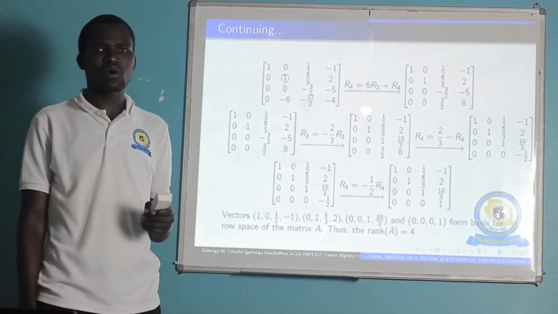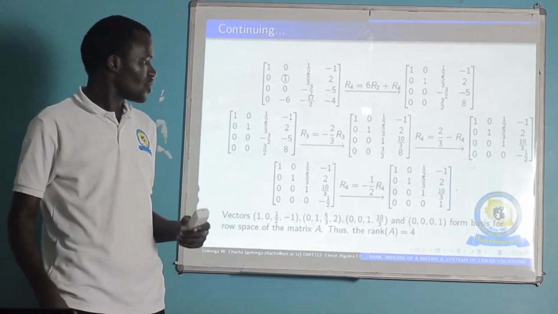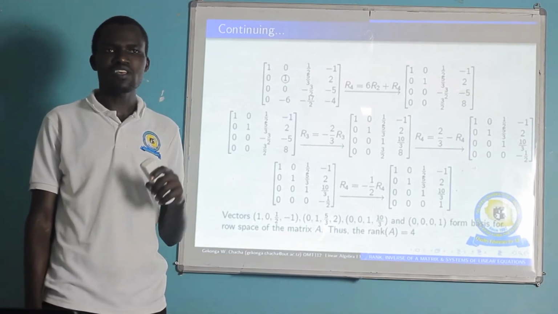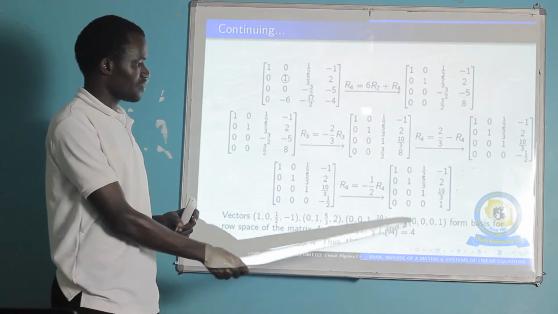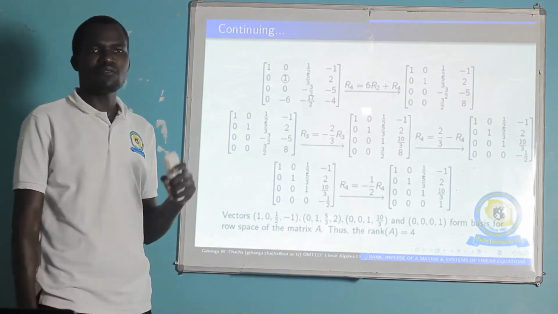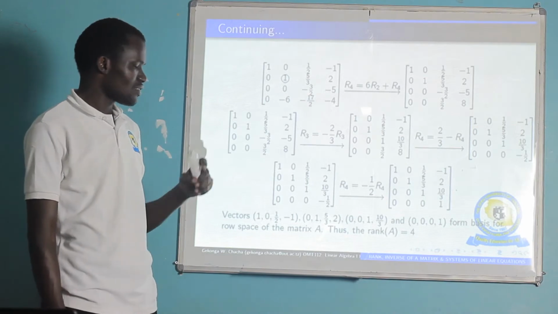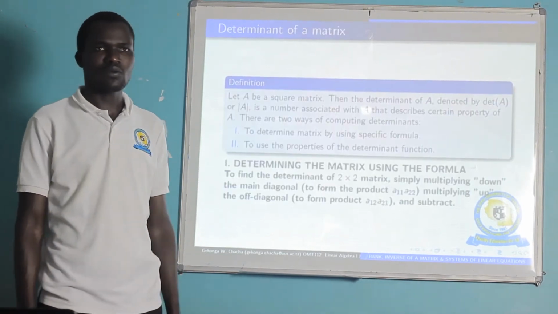Continuing with another example, the same procedure, we obtain that this matrix has no 0 row, since every row has non-zero entries, no row has all 0 entries. So we count all of these: 1, 2, 3, 4. There are 4 non-zero rows. Therefore the rank is 4.